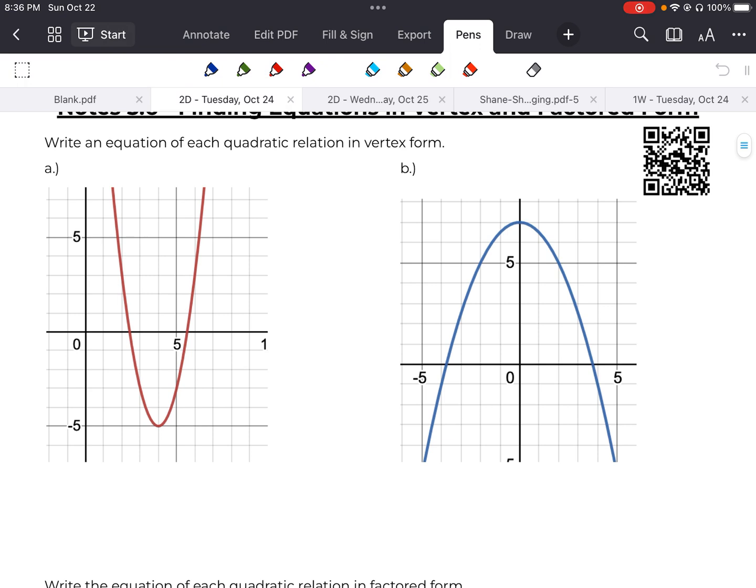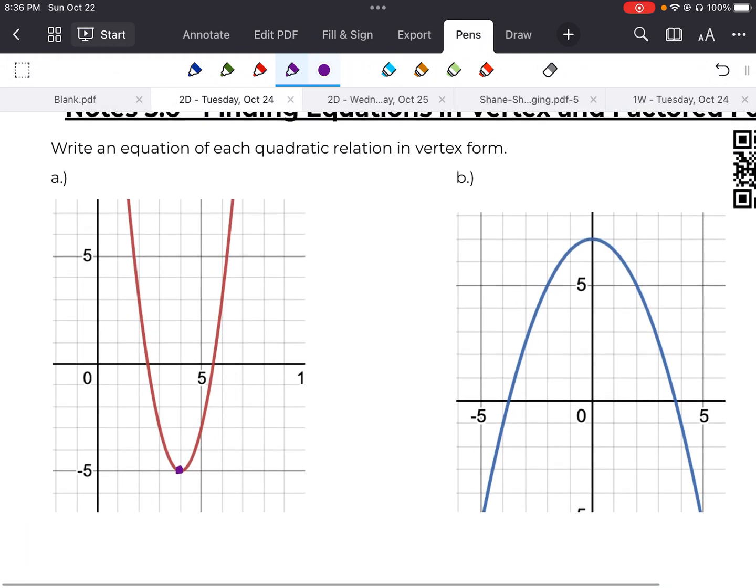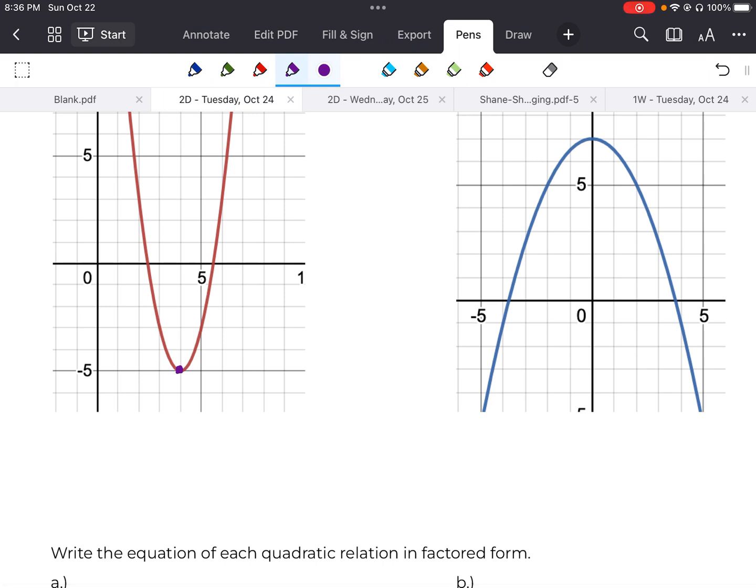Okay, for these first two that we look at, A and B, you can see that the x-intercepts go through, again, like I said, at decimals. But we clearly know the vertex. Okay, and we know that vertex form is y equals a bracket x minus h squared plus k.